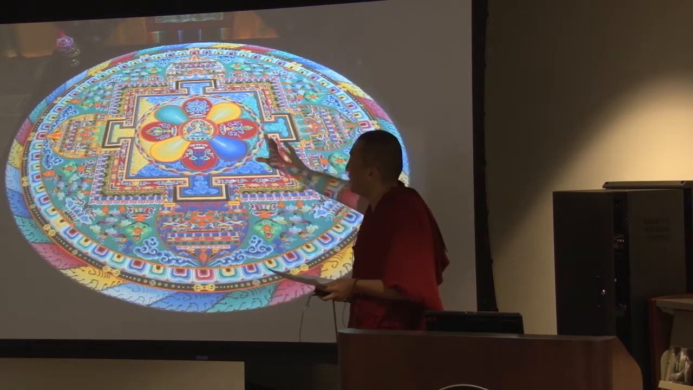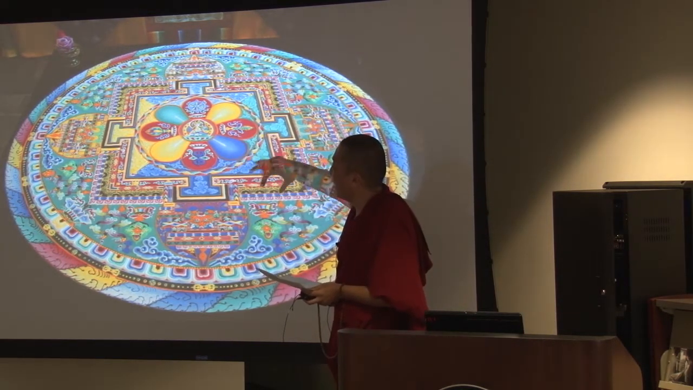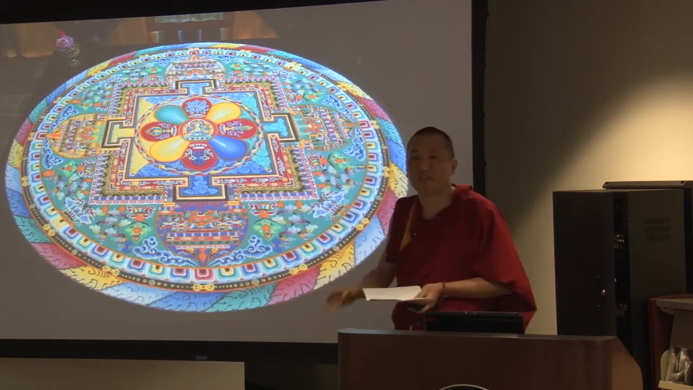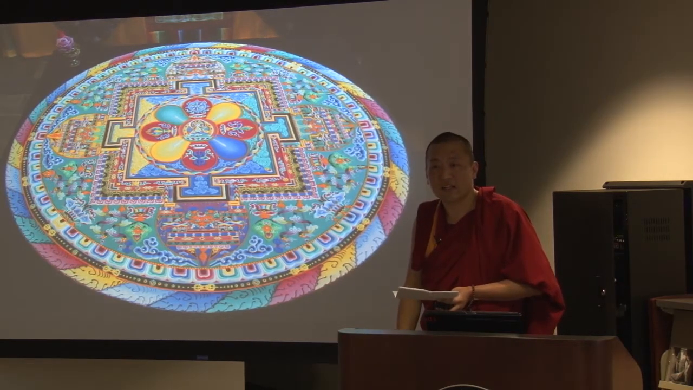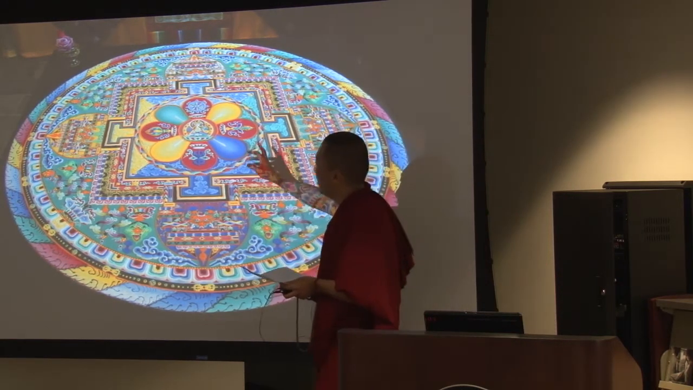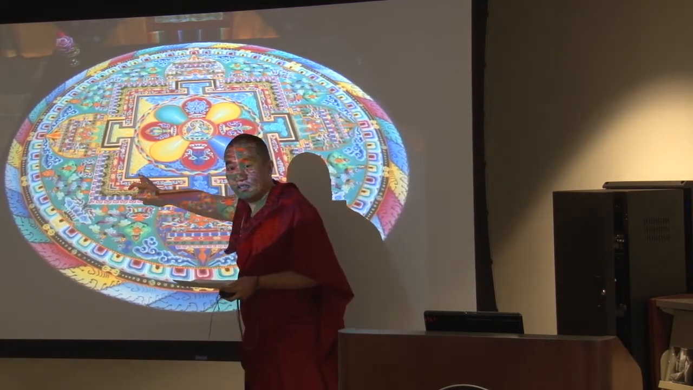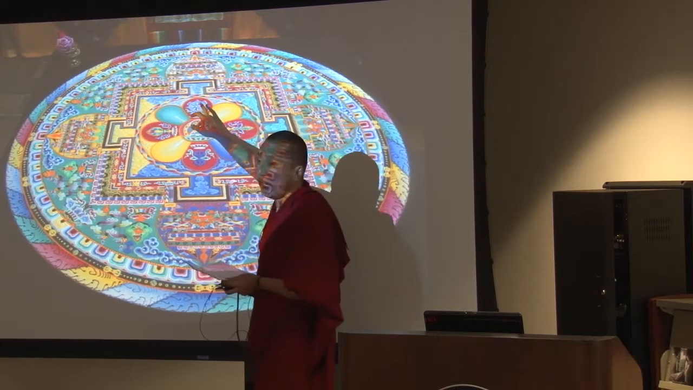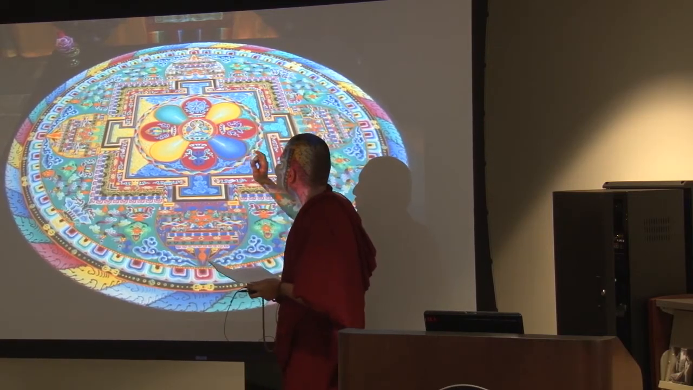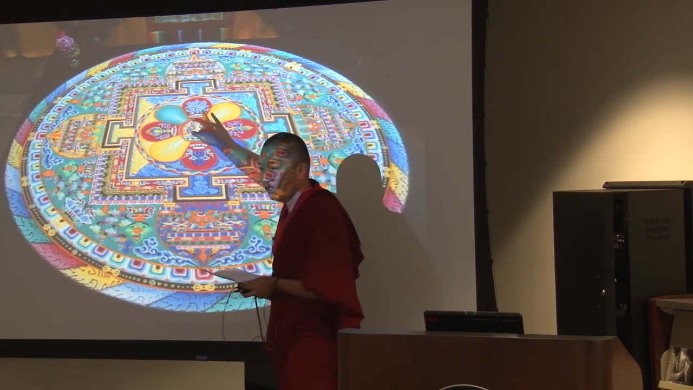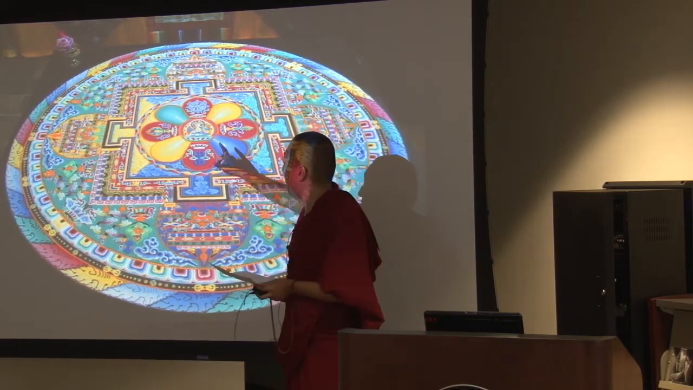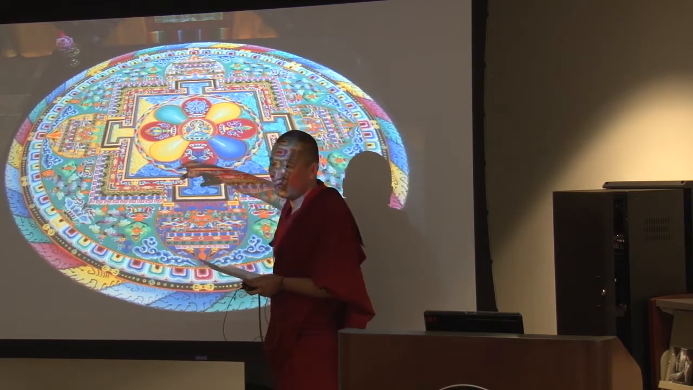But then at the other level, these 4 different colors symbolize 4 different elements. So right now, the blue one stands for water, the yellow for earth, white for air, green for wind, and red in the middle for fire.